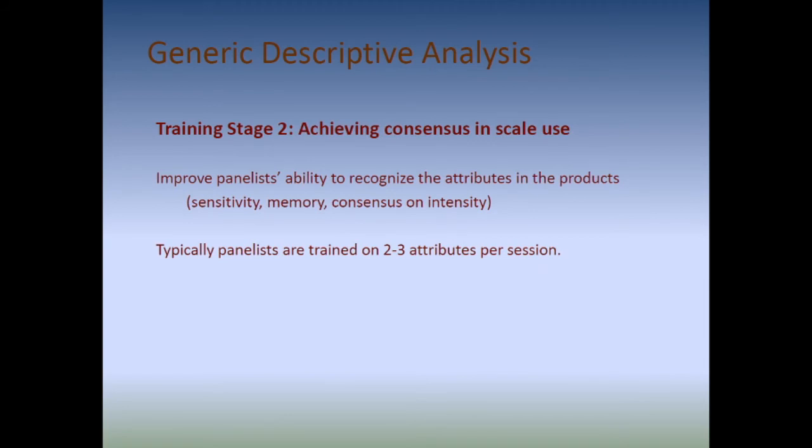Then you need to go through and get consensus on that line scale. And so this is where having appropriate reference products is going to help. And they're going to be training on perhaps 2 or 3 different attributes per session.